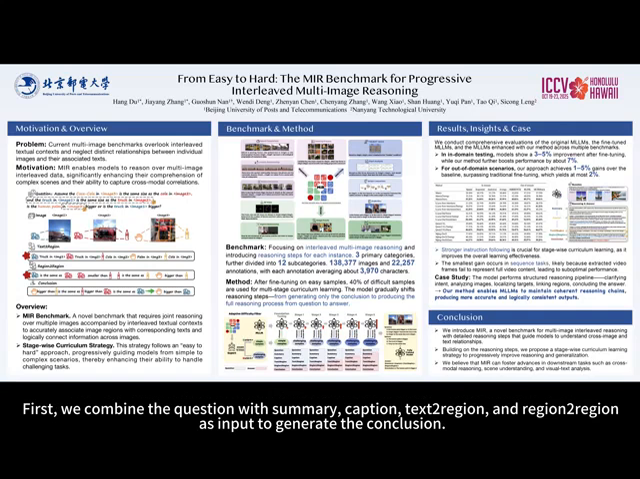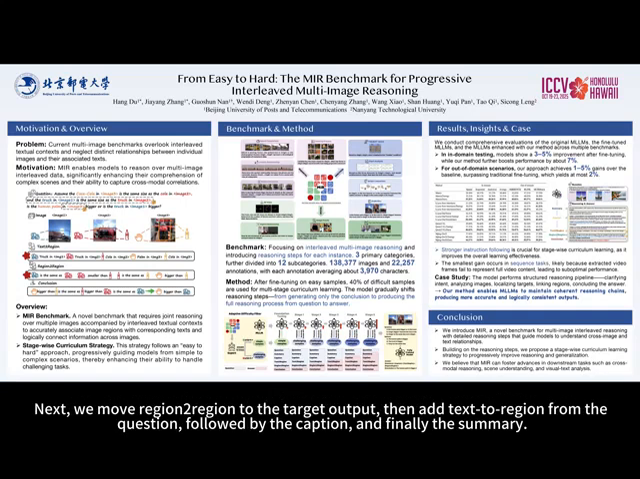First, we combine the question with summary, caption, text to region, and region to region as input to generate the conclusion. Next, we move region to region to the target output, then add text to region from the question, followed by the caption, and finally the summary.